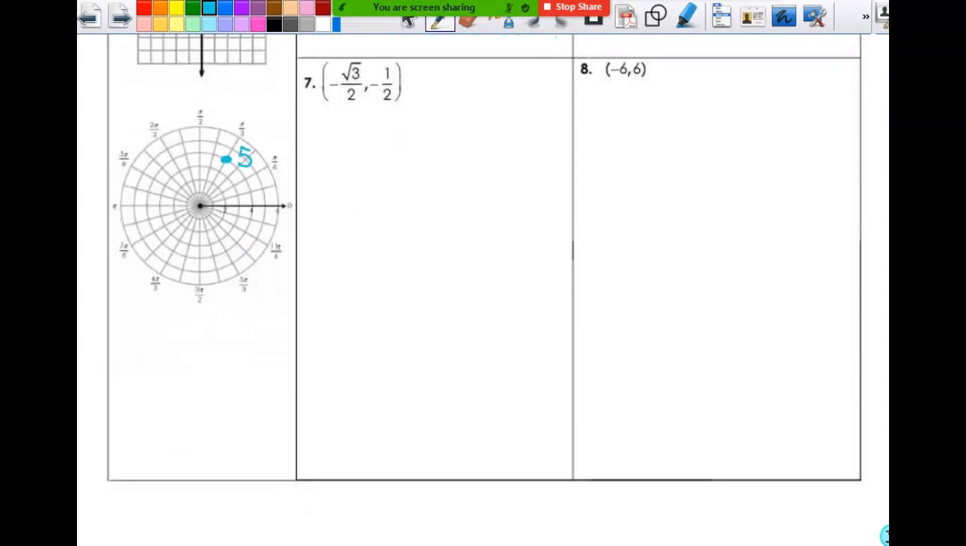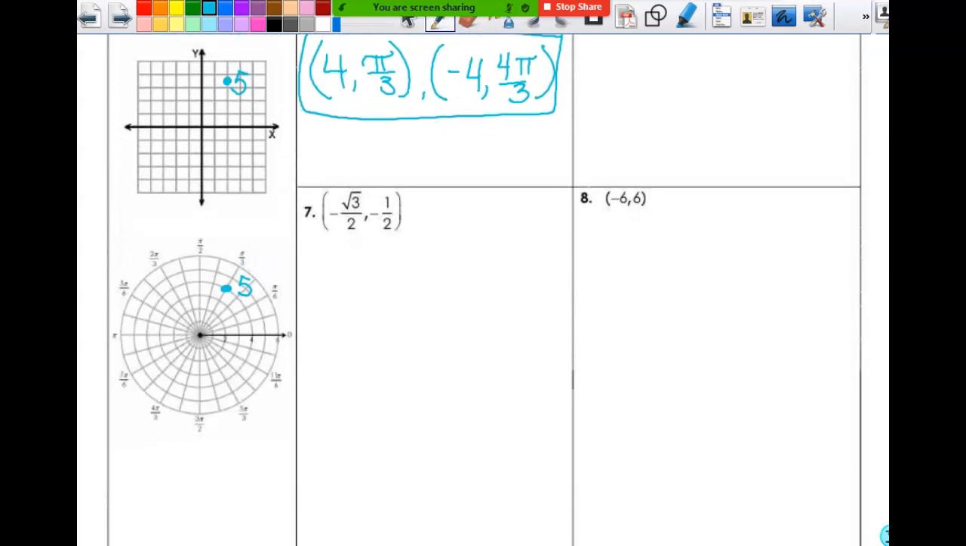All right, so on number 7, first of all, let's go ahead and plot this point. Square root of 3 over 2 is about 0.866, so it's about 0.9. So I'm going to go like negative 0.9, negative 1/2. So number 7 is right about there. This is in the XY form. I need it in r theta.